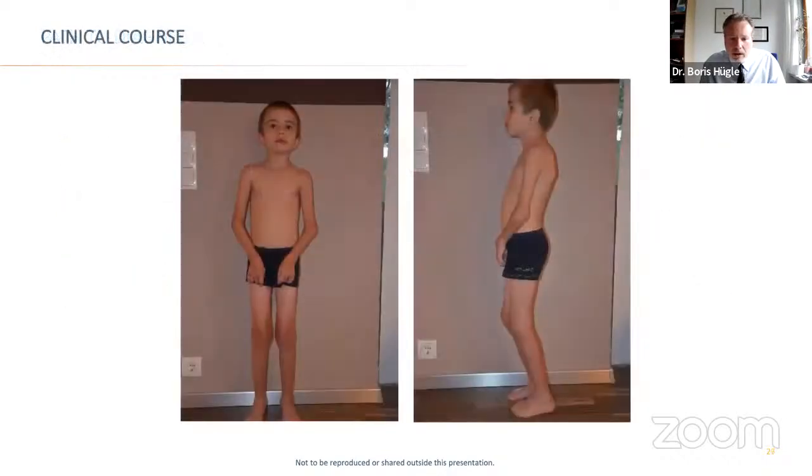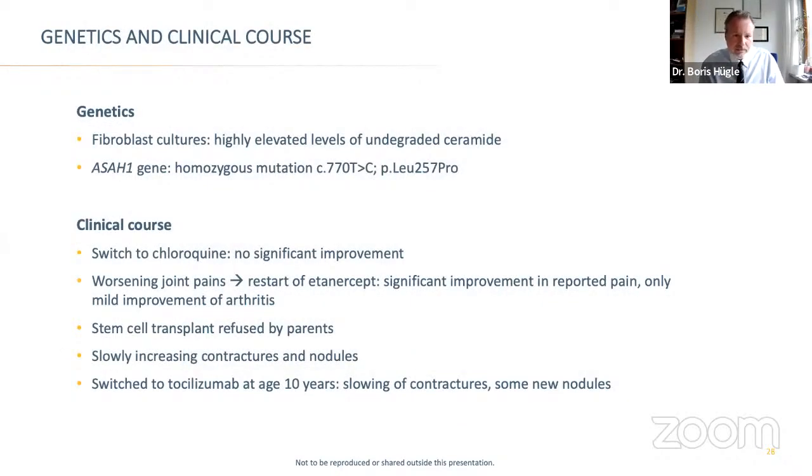So this is just a more recent picture where you can see the contractures in his knees and his elbows. And again, these nodules happening especially on his fingers, also on his ankles and feet. Next slide, please.